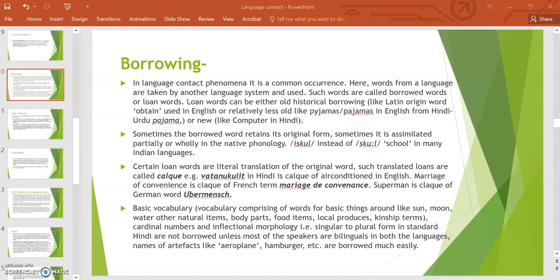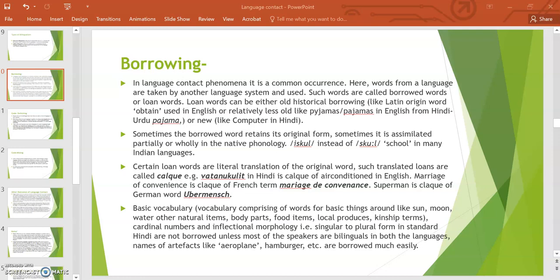Certain loan words are literal translation of the original word. Such translated loans are called calque. For example, Vatanukulit in Hindi is calque of air conditioned in English. Marriage of convenience is calque of French term marriage de convenance. Superman is calque of German word Übermensch.